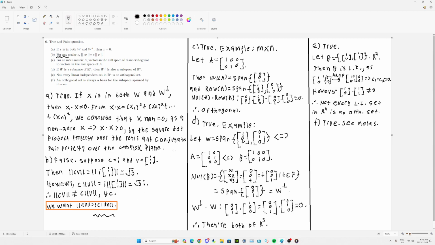All right, what's c? For an m times n matrix A, vectors in the null space of A are orthogonal to vectors in the row space of A. So we see that that is true. I gave an example, right? So we have some m times n matrix. So let A equal, well, 3 columns, 2 rows. I like to do something that resembles the identity matrix, just because it's easier to deal with.